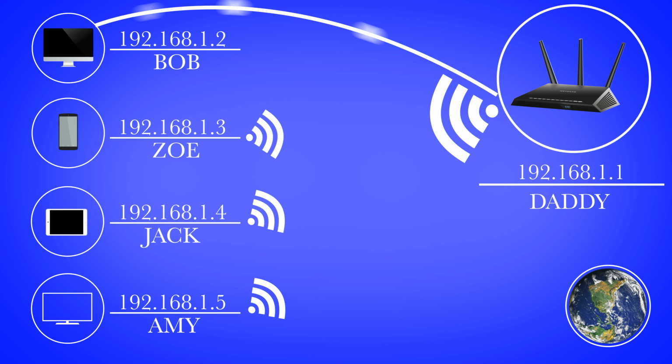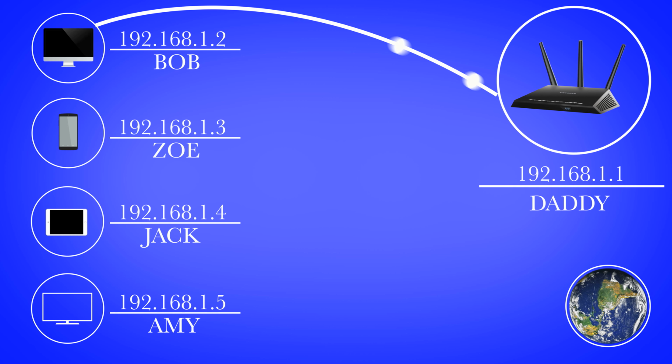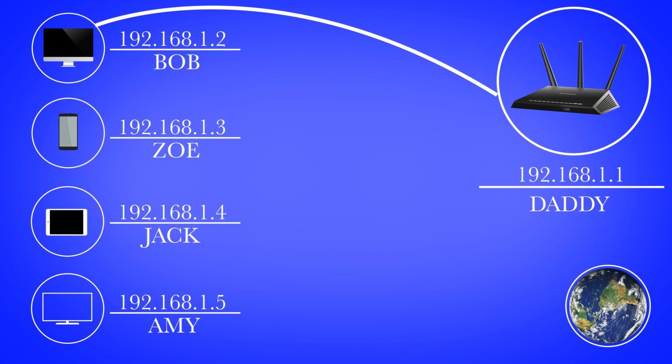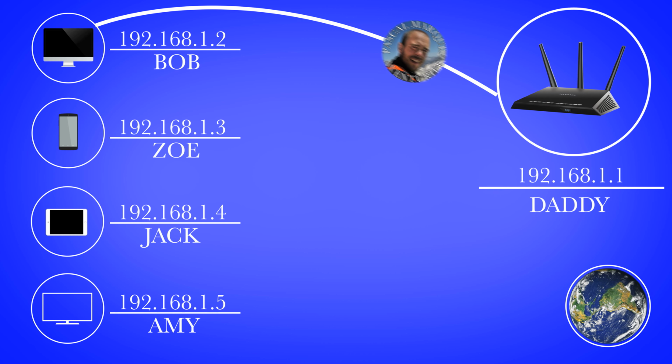But this is not a family. This is a network. Here, if Bob wants to speak with Zoe, he has to pass his message through Daddy. Daddy receives and sends every message. So, if Zoe wants to send a picture to Bob, she has to ask Daddy to transmit that picture to Bob.